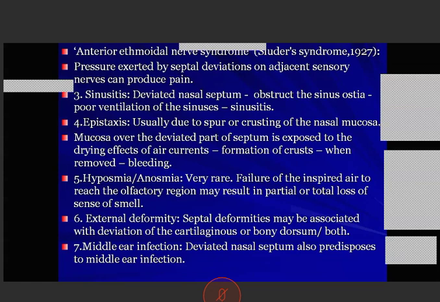Then external deformity: septal deformities may be associated with deviation of the cartilaginous or bony dorsum or both, as we previously saw in the pictures.